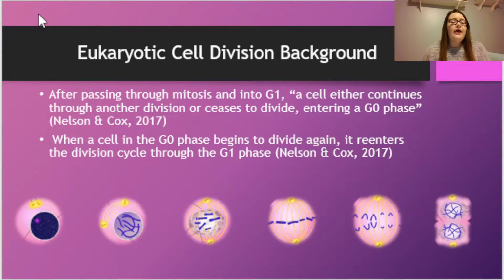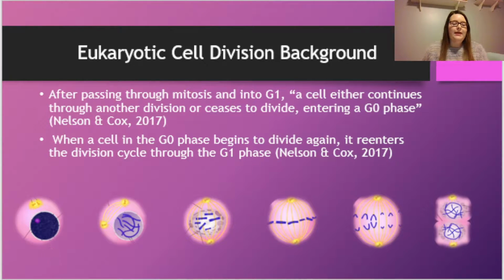And when a cell in the G0 phase decides it wants to begin dividing again, it will re-enter the division cycle through the G1 phase, and then it'll start the process again. So cells have to make a choice.